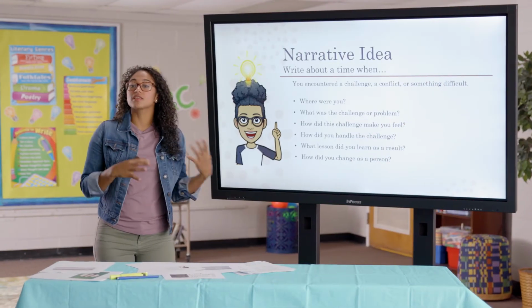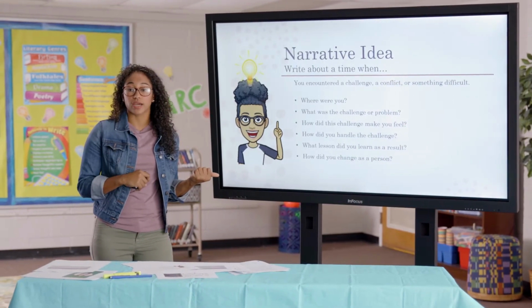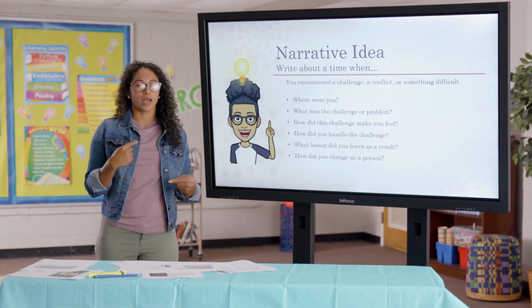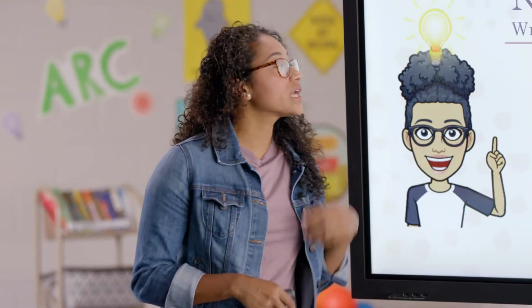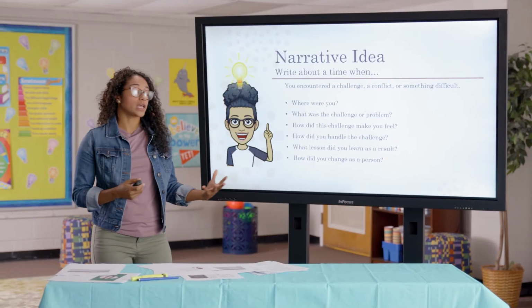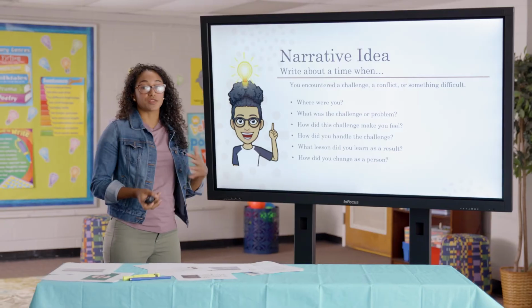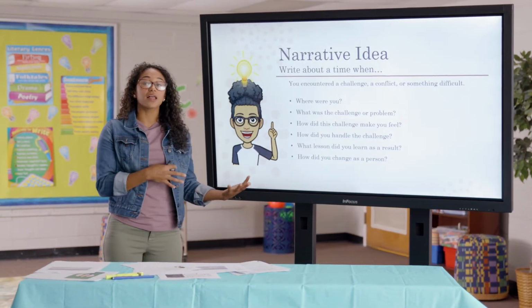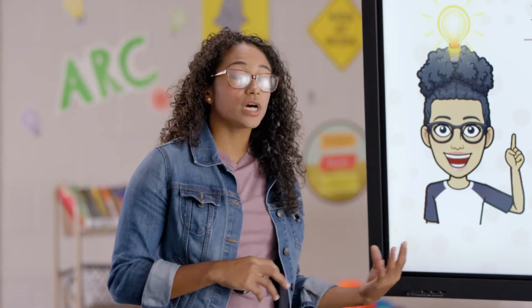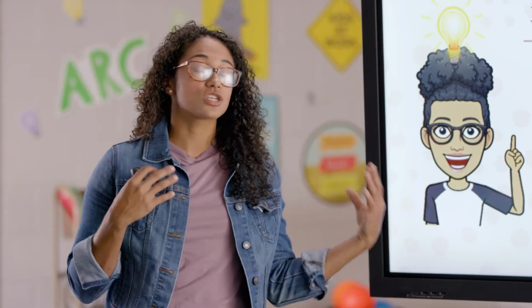Now that we looked at the way Anthony Horowitz organized his story, let's think about the way we want to organize our story. So here's a suggestion for how you could start your narrative, and your teacher may have given you your own topic, and that's okay, you can totally do that, but here's just a suggestion. Maybe you can write about a time, just like Anthony Horowitz wrote about a time where Alex kind of struggled. You could write about a time where you encountered a challenge, a conflict, or something difficult.